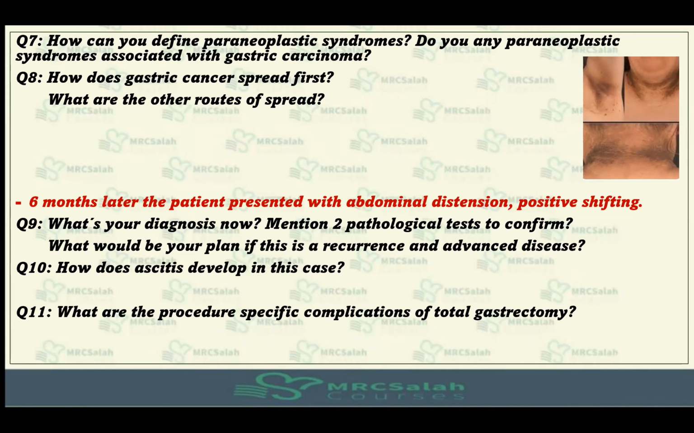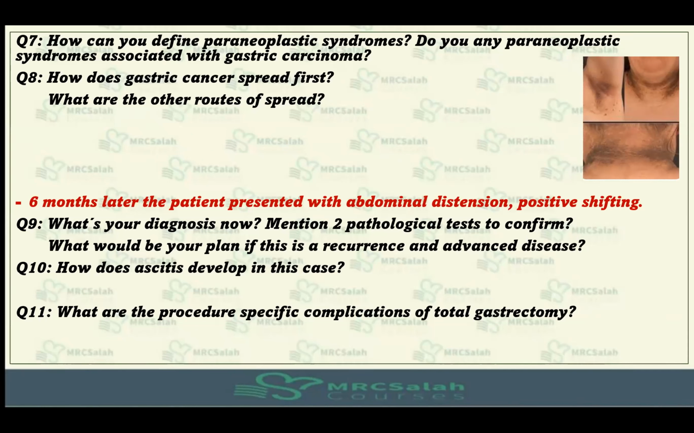There are some early complications and late complications. Early may be infection, hemorrhage, anastomotic leak, development of cholecystitis or pancreatitis. And late complications can be dumping syndrome, vitamin B12 deficiency, anemia, metabolic bone disease, and malignancy can recur. Okay.